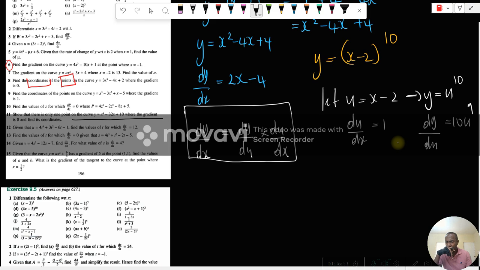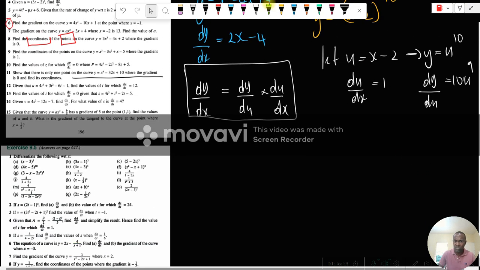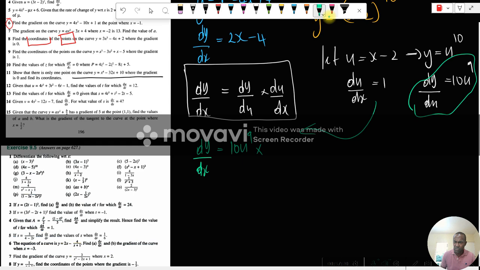Yes, sir. Right? But of course, according to the chain rule, dy/dx equals dy/du times du/dx. So we write that dy/dx is equal to, now dy/du is this, 10u to the 9. So it becomes 10u to the power of 9 times du/dx, which of course is 1. So this simply gives us 10 times u to the power of 9.